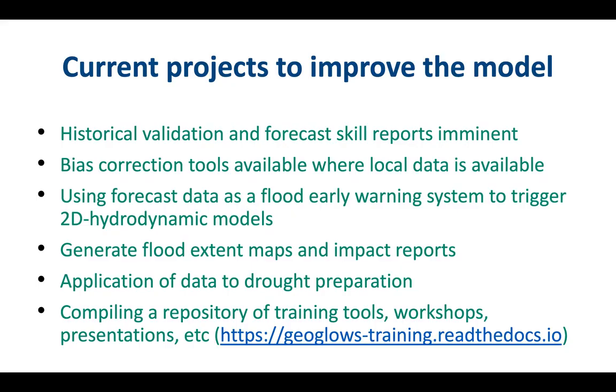So we're currently working on many projects to improve the model. We have performed already a historical validation and forecast skill analysis, and we're working on the reports for that as we speak, so that's forthcoming. We've documented through that process that there's some bias in the model, as you would expect in most engineering models. So we've developed tools to correct the bias where we have local data. Using the forecast data as a flood early warning system, generating flood maps, applying it to droughts, these are all areas that we're interested in pursuing at various stages of the research process.